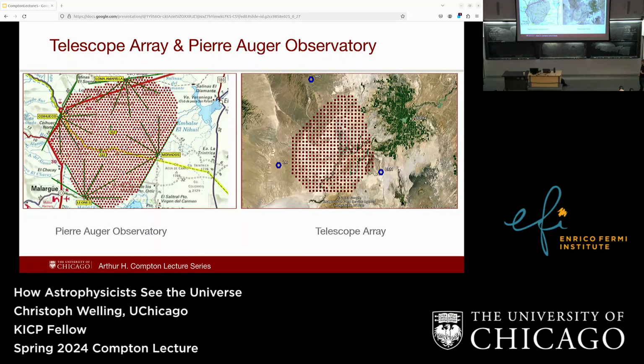And so what you can do then is build experiments like this. There's one called the Pierre Auger Observatory, which is in Argentina, literally in the Pampa. La Pampa is the region where it is. And there's the Telescope Array, which is in Utah, like a 2-hour drive from Salt Lake City. And these are huge. So the Auger Observatory is about the size of Rhode Island. So it's like 3,000 square kilometers. Telescope Array is a little smaller, but also, I think, like 1,700 square kilometers.